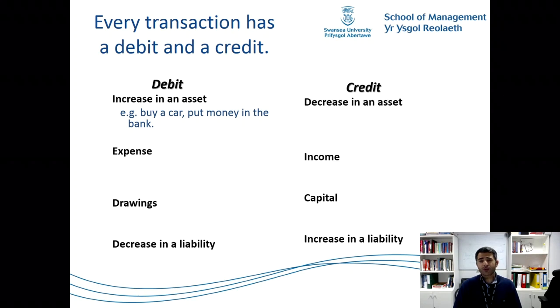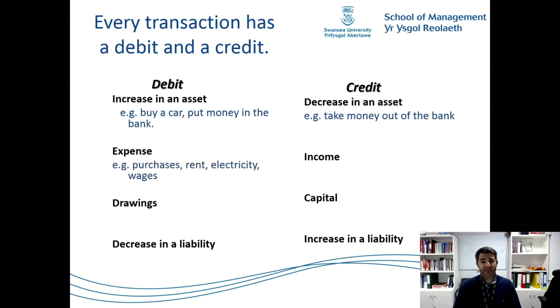How about any decrease in assets? It should be the opposite way, on the credit side. An example could be taking money out of the bank. If the business takes money out of the bank, the assets will go down and it should be recorded on the credit side. So this is the first rule you need to remember, guys: any increase in the assets, debit side; any decrease in the assets, credit side.